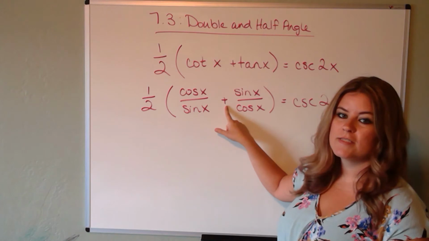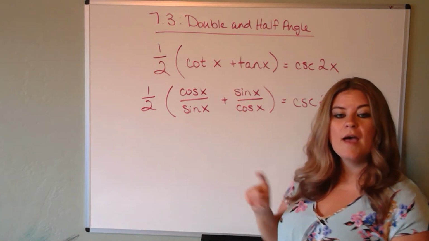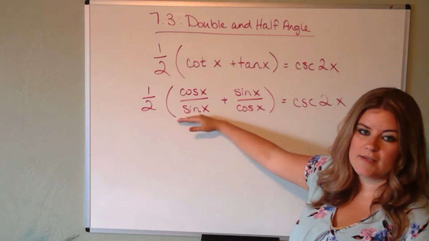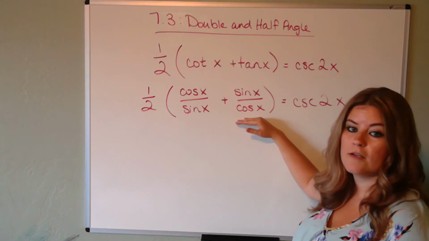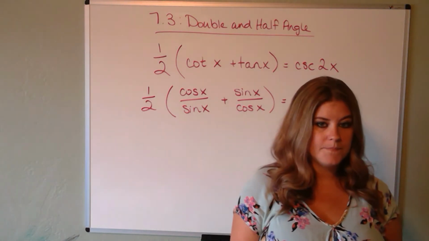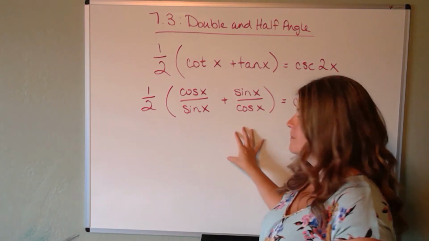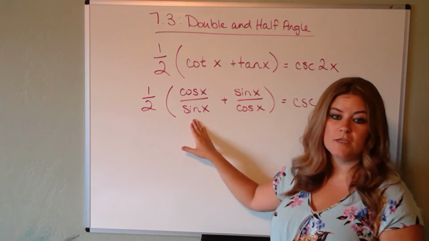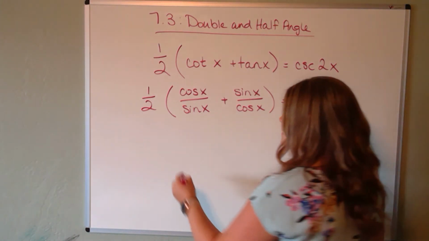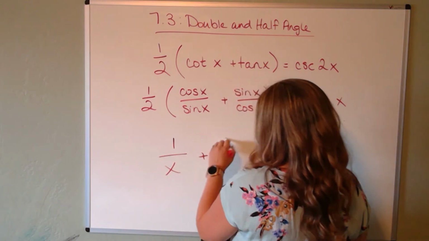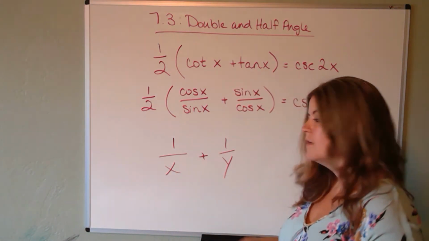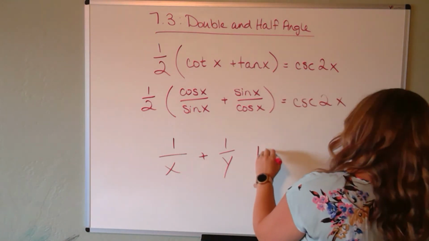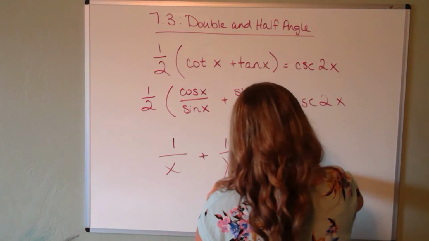I can't put them together as is because they don't have common denominators. I can get that, right? This one has sine as a denominator and this one has cosine as a denominator, so what is my common denominator? Well, I really want to take a side note on this. When you're finding common denominators and you don't actually have numbers, what if I had this, guys? I have 1 over x plus 1 over y, and I wanted to add them together. What would my common denominator be? What is that, LCD, least common denominator?